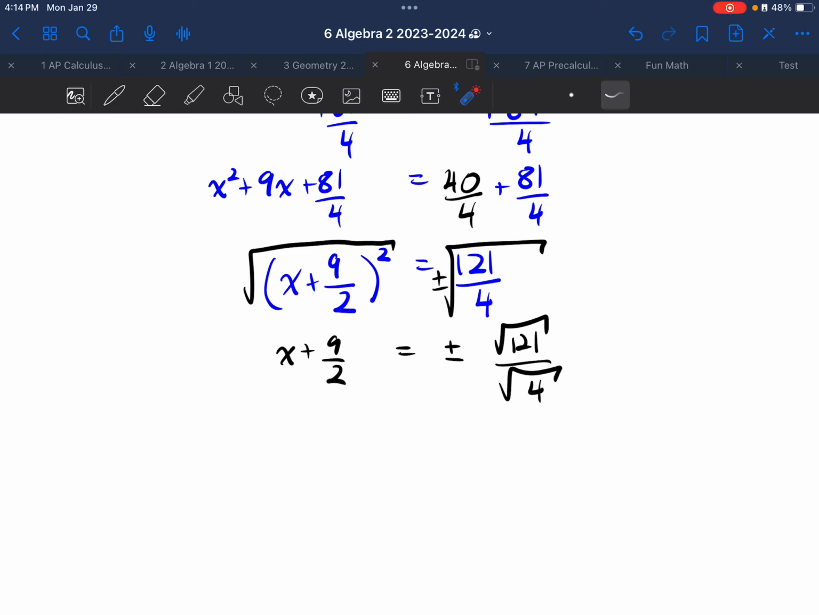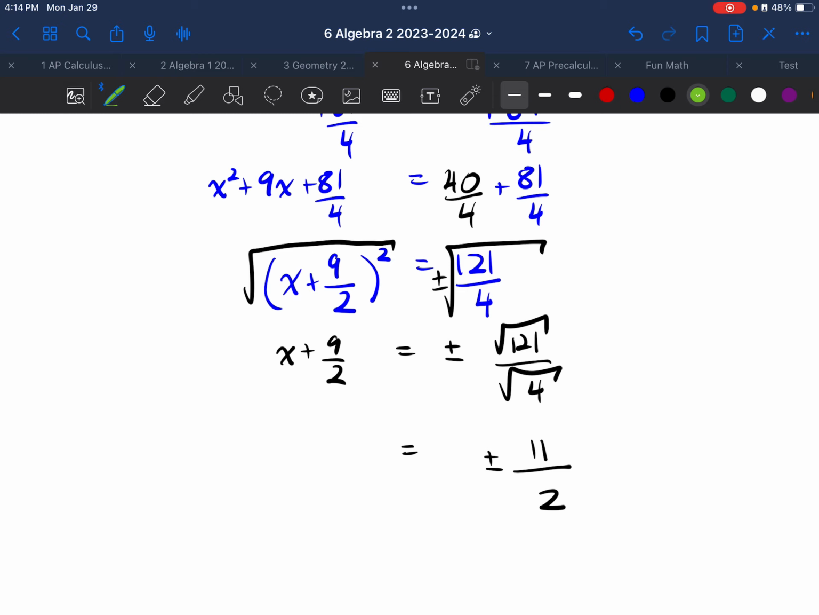Luckily, this square root is a perfect square, so that can turn into plus or minus something over 2, right? That's going to be still root 121. Wait, isn't root 121 11? Whoa, I think this one has an actual answer. Root 121 is 11. So that means that this plus or minus can move over here.